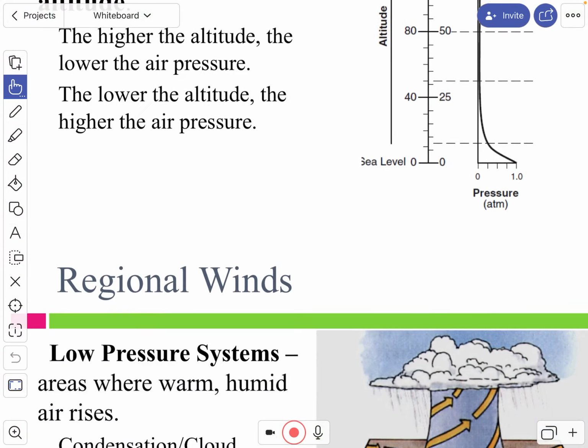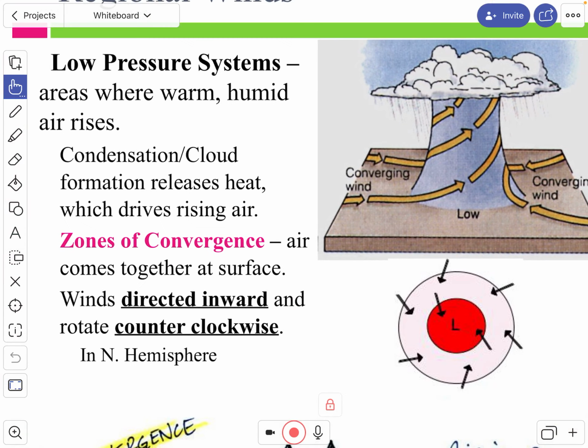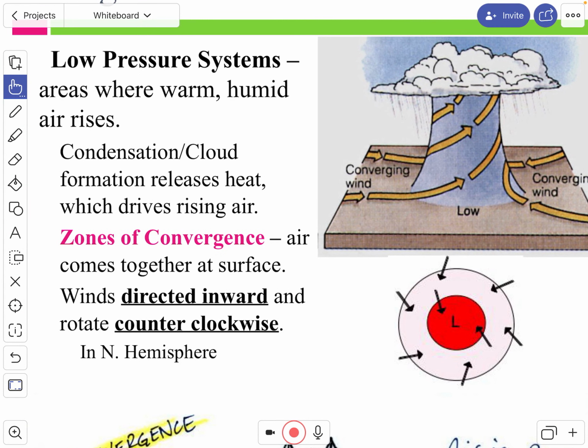So we've talked about this. Let's come to this whole idea of regional wind. Okay, so we have areas on the Earth's surface of differences of pressure, either high or low, and that's all based upon the fact that we have differences in temperature on the surface of the Earth. So a low pressure system is an area where you have a lot of warm, humid air that is converging, coming into the center. As you can kind of see in this picture down in the bottom corner here, we see this low pressure air where all the wind is kind of driven into the center of that thing. And so as it comes into the center, we call that converging air, or a zone of convergence.